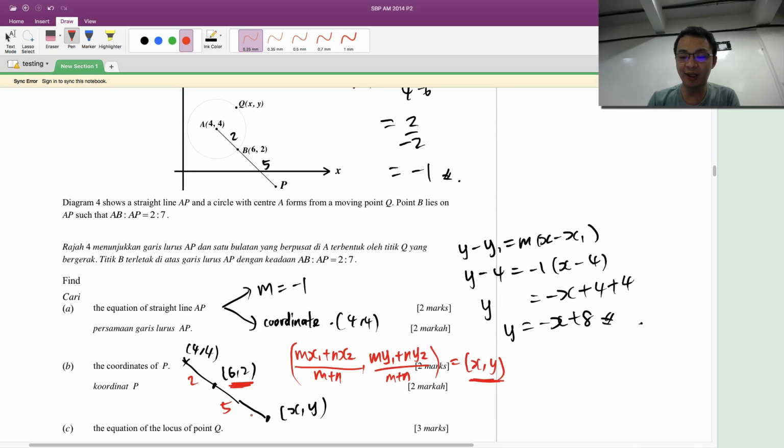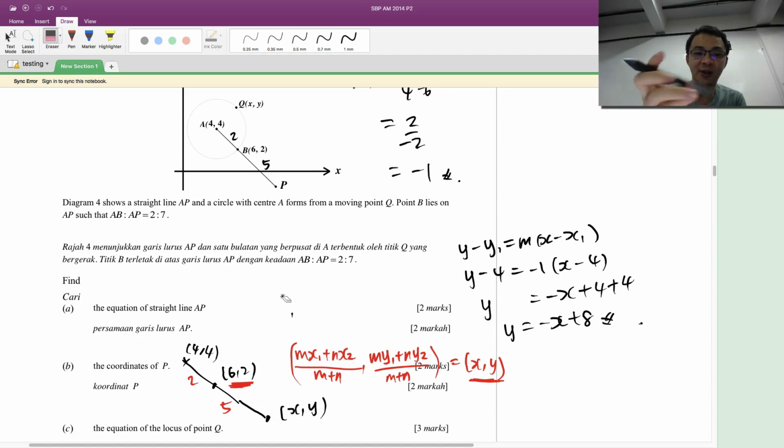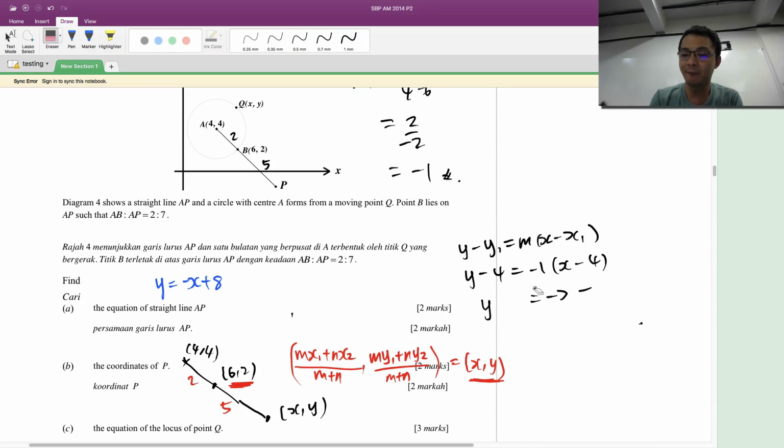Then I will substitute into here, and I will need some space, so I erase this one. I will write the answer down. This is y equals negative x plus 8, and then I'll erase this one.